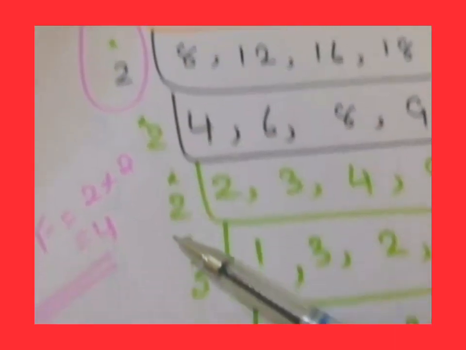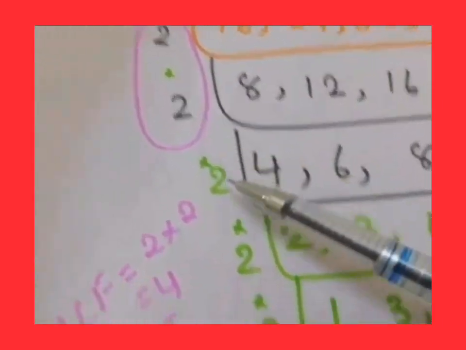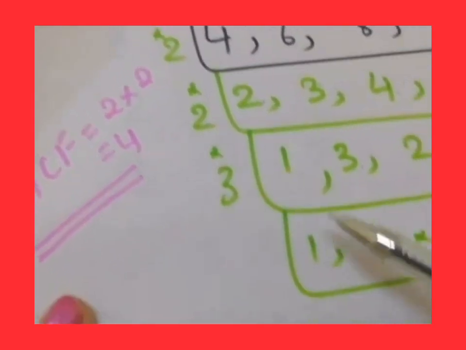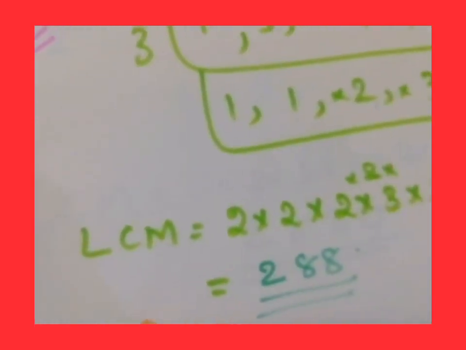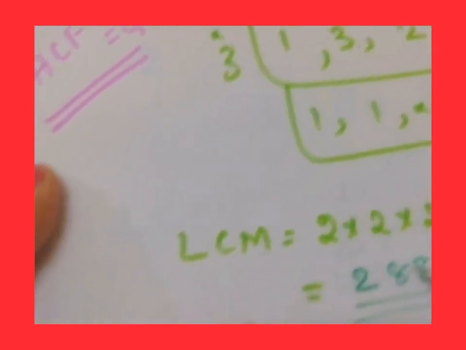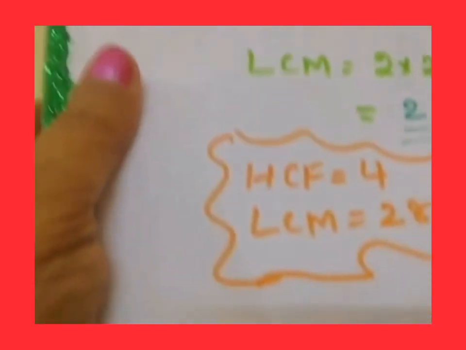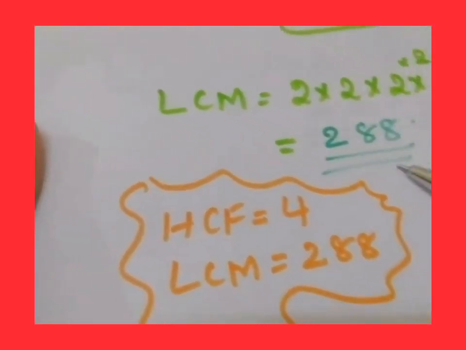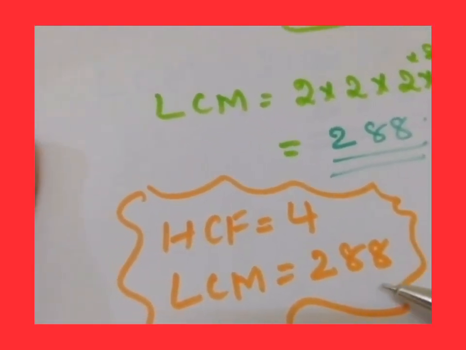Then multiply these together, that is 2 into 2 into 2 into 2 into 3 into 1 into 1 into 2 into 3. When you multiply, you will get the LCM of these numbers. So finally, for this question, the HCF is equal to 4 and the LCM is equal to 8.